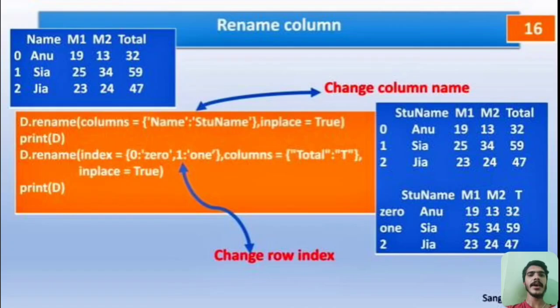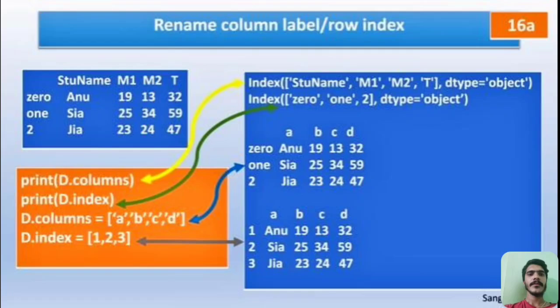Next, rename the column: name to student name, inplace true, print of d.rename, index of 0 is to 0, 1 is to 1, column total is to t, inplace equal to true. Last print d. These are examples of renaming the column label or row index in the student program.